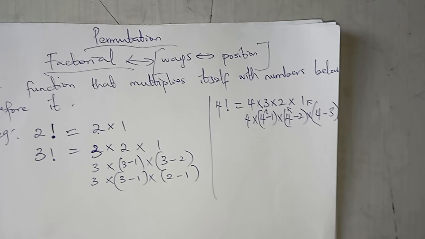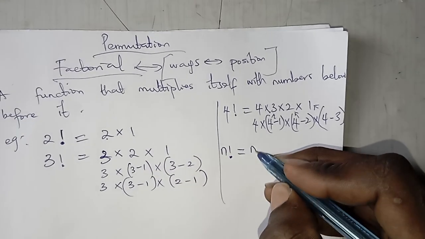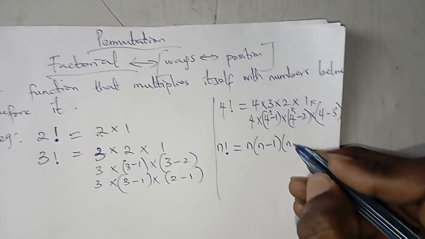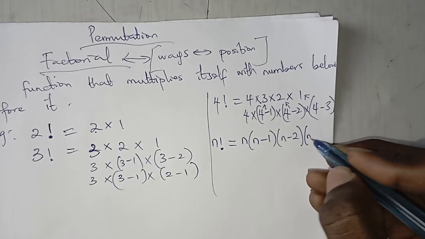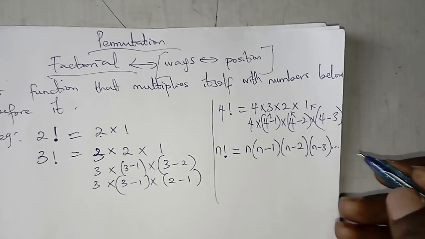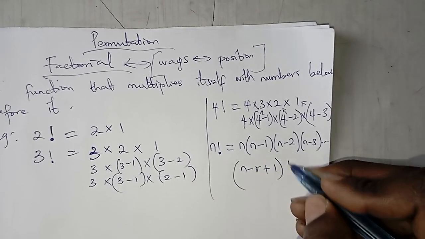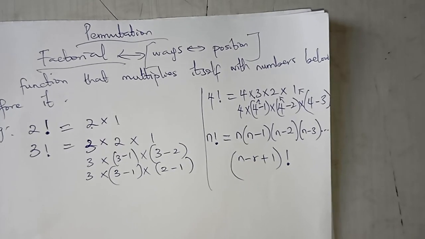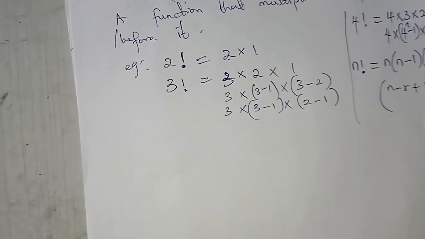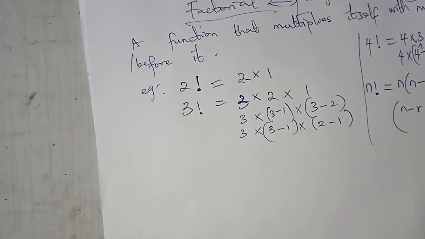So if I talk about n factorial, this is the same thing as saying n times (n minus 1) times (n minus 2) times (n minus 3) and so on, up to (n minus r plus 1) factorial. So if I know this, I can progress to solving questions on this.